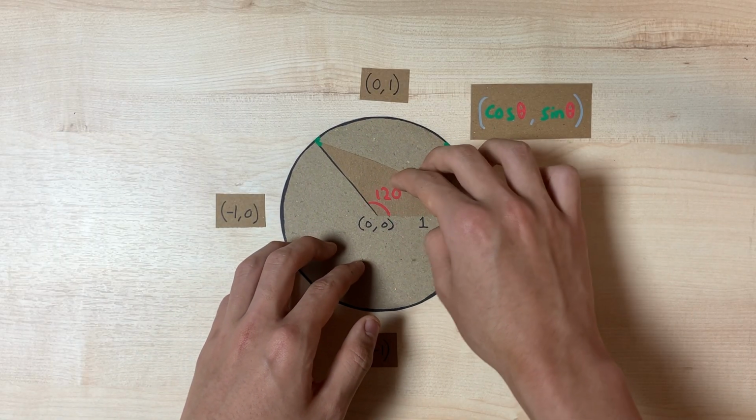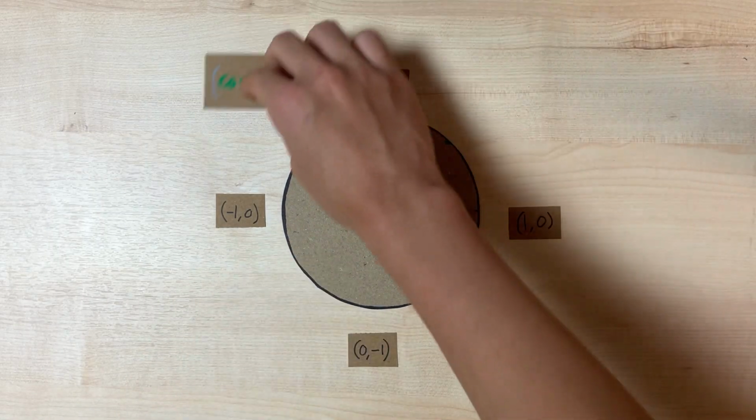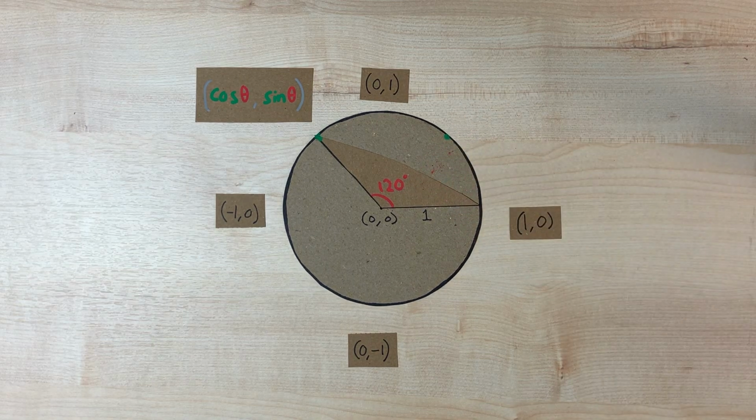The cool thing is that now we can use this for values like 120 degrees. We can see that in this case, both cosine 120 and sine 120 exist on the actual coordinate plane. Cosine seems to be a value between 0 and negative 1, and sine seems to be a positive value between 0 and 1.